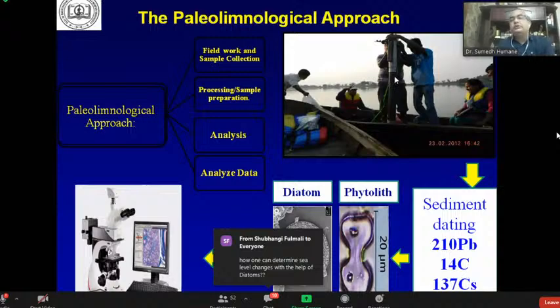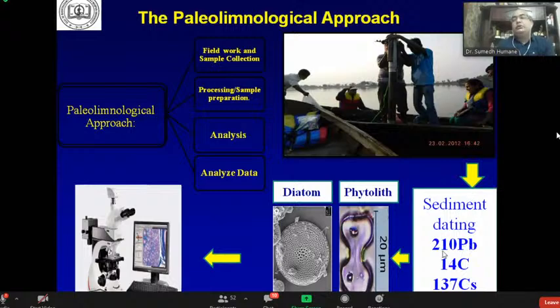Once you collect the sediment samples, you need to process them in the laboratory. You have to date the samples by lead-210 and C14. These are some of the examples of how the sediment dating is done. Then you should process the samples for the diatom studies, and identify and enumerate the diatoms under the microscope.